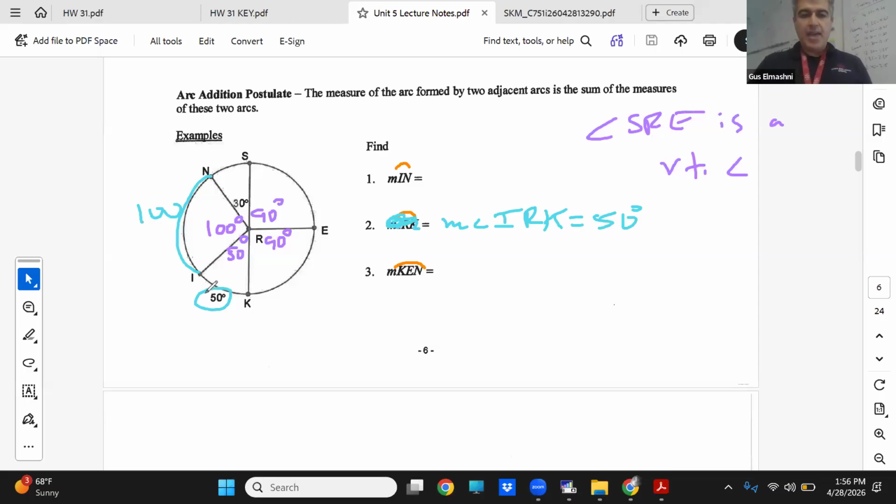And then KEN, let's measure that arc of KEN. 210, because you have 90, 90, and 30, right? So 210. Or 180 plus 30 is fine. And again, IN was 100 degrees. Sure, yeah. Okay. Hope that's okay. And the Delta Math is short. I try to be mindful about that. Six categories, three questions each, and it's this kind of stuff. So it should be okay.